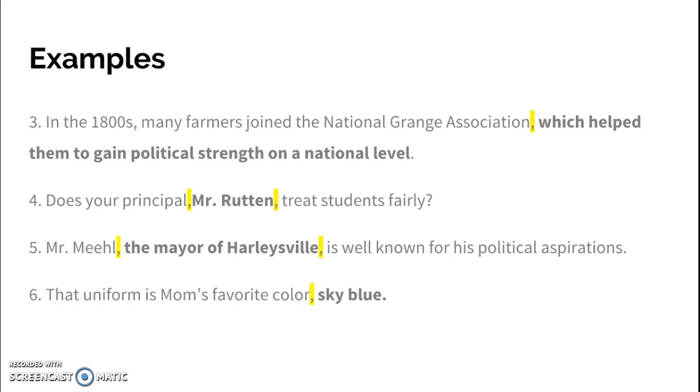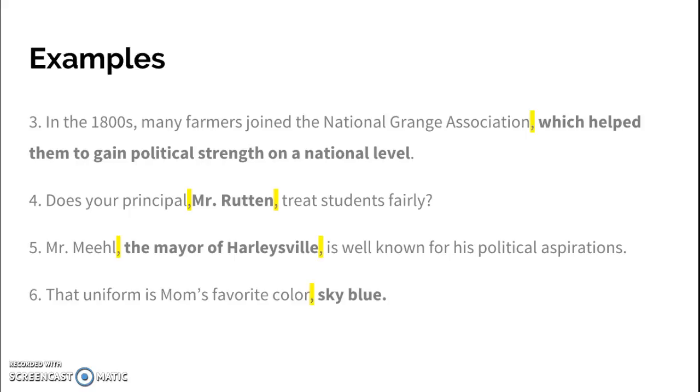Same thing with number 5. Mr. Meal, the mayor of Harleysville, is well known for his political aspirations. The mayor of Harleysville is our non-restrictive element. It is describing Mr. Meal, again in the middle of the sentence, so we need the comma after Meal and after Harleysville. And example number 6, that uniform is Mom's favorite color, sky blue.